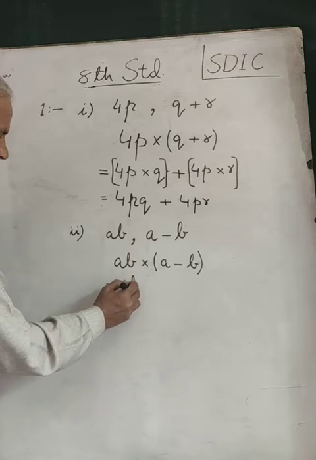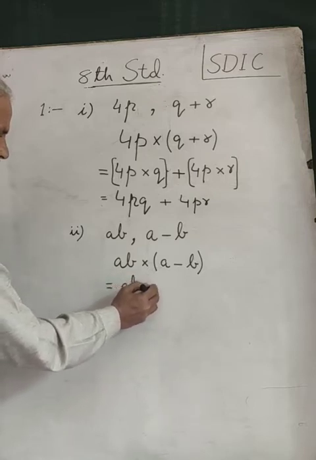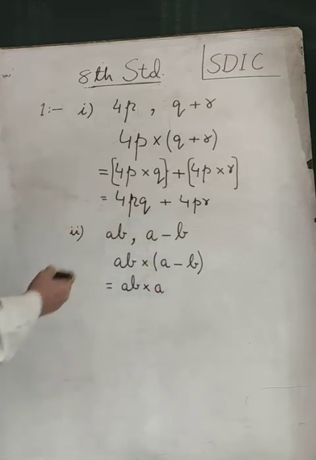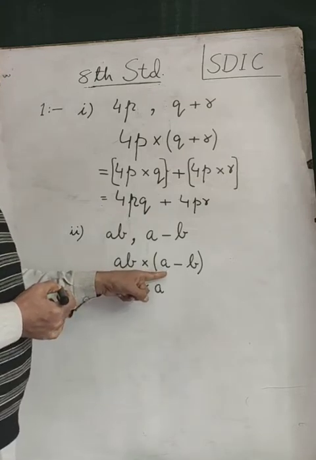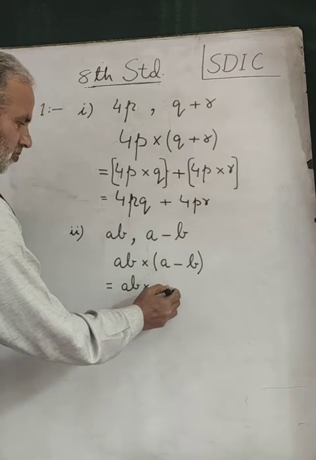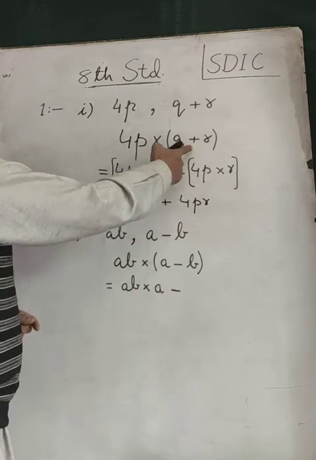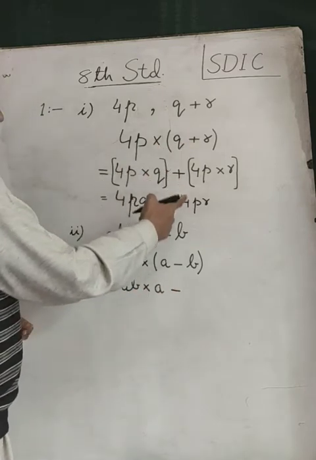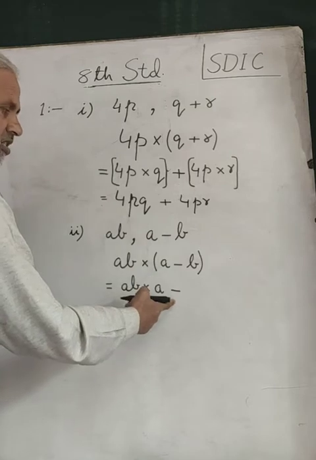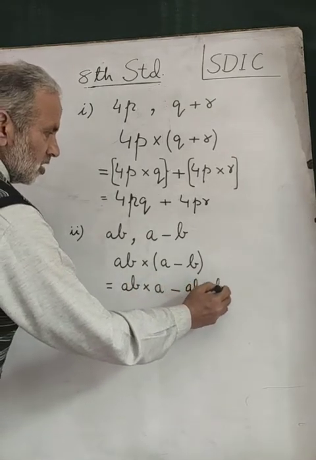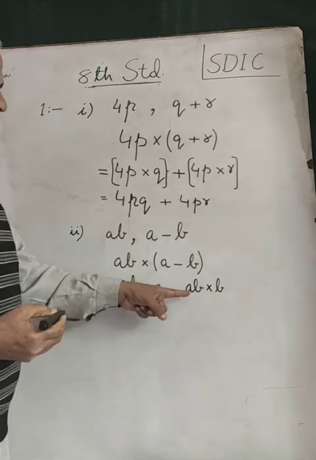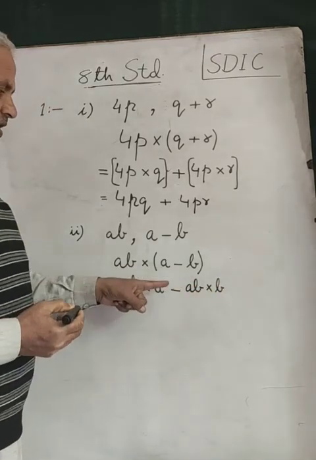So what will we have? As we use distributive law, first AB will multiply the first term of the binomial, A. AB multiplies A here first. Then there is minus sign. Previously it was plus sign, so we wrote plus there. Now here it is minus, so we have to write minus this time. Then AB will multiply B. AB will not multiply here minus B because that minus we have already used.